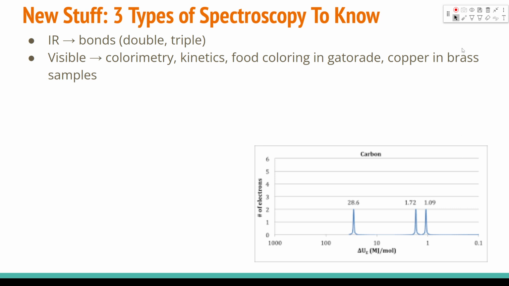So like brass is an alloy, copper has a specific color compared to the other compounds in brass, and so I could detect that using visible. And then food coloring, I can detect food coloring in certain solutions.